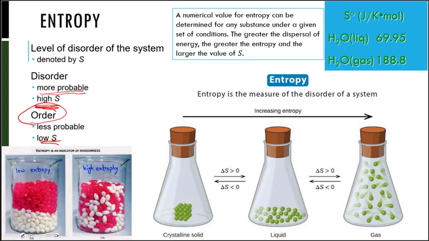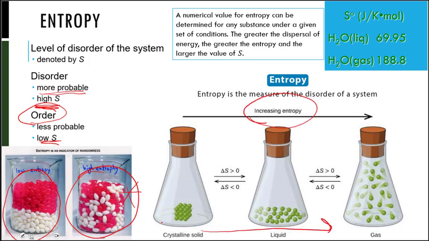Here's an example looking at these jelly beans. We have low entropy versus high entropy, much more disorder here. We can see that as I go to the right, I have an increase in entropy. There is more disorder as I go from a solid to a liquid to a gas.